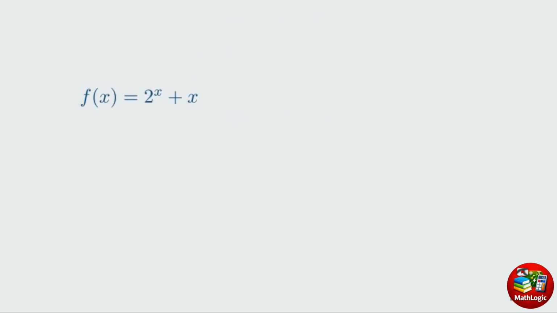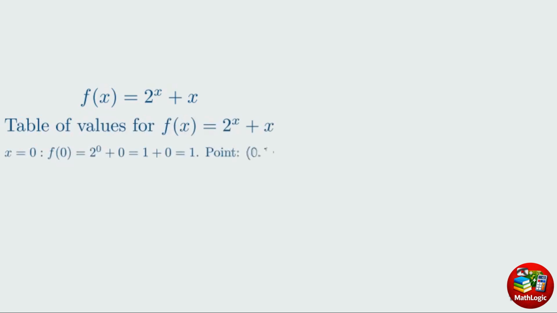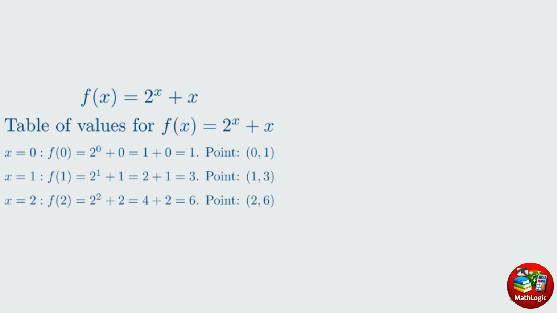Let's begin by graphing the first function, f(x) = 2^x + x. To do this, we can calculate a few points by plugging in some x values. Let's create a table of values for f(x). For x = 0, f(0) = 2^0 + 0, which is 1 + 0, giving us 1. So we have the point (0, 1). Next, for x = 1, f(1) is 2^1 + 1, which equals 2 + 1, or 3. So we have the point (1, 3). And for x = 2, f(2) is 2^2 + 2, which is 4 + 2, or 6. That gives us the point (2, 6).